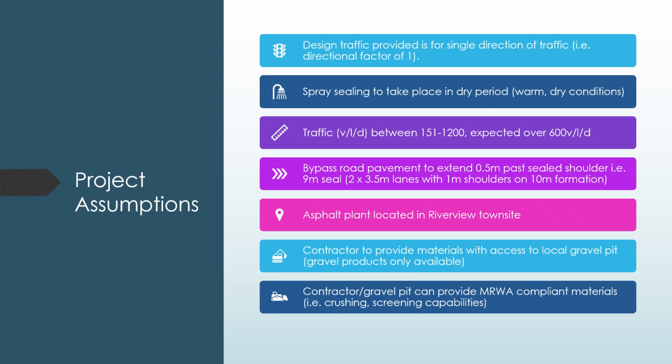Now, to fully consider the project construction report, we've had to make a few assumptions about the construction. These consist of the design traffic values provided being assumed to be for a single direction of traffic, i.e. a directional factor of 1. The spray sealing is to take place in a dry period, i.e. warm, dry conditions. The traffic volume is expected to be between 151 and 1200 vehicles per lane per day. This is important for our spray seal design.